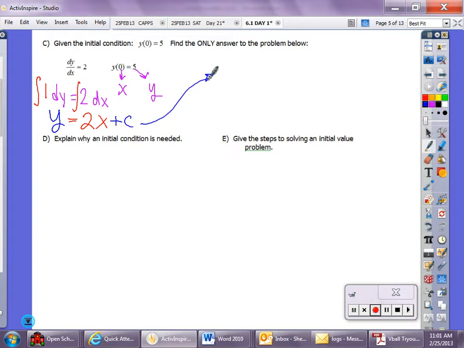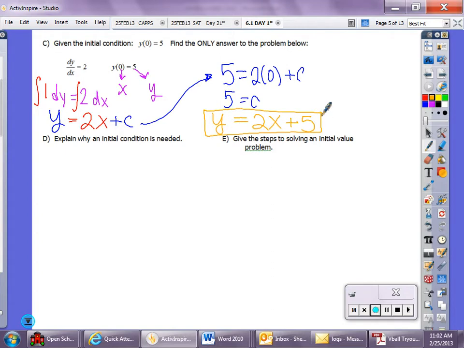And then now I'm going to substitute the actual initial value in. y was 5, x was 0, plus c. c is equal to 5. So the actual solution, if it's a free response question, they ask you for the particular solution. That's usually the way they say it. The particular solution is y equals 2x plus 5. If you leave it at 5 equals c, you'll lose a point. You won't get that last point.